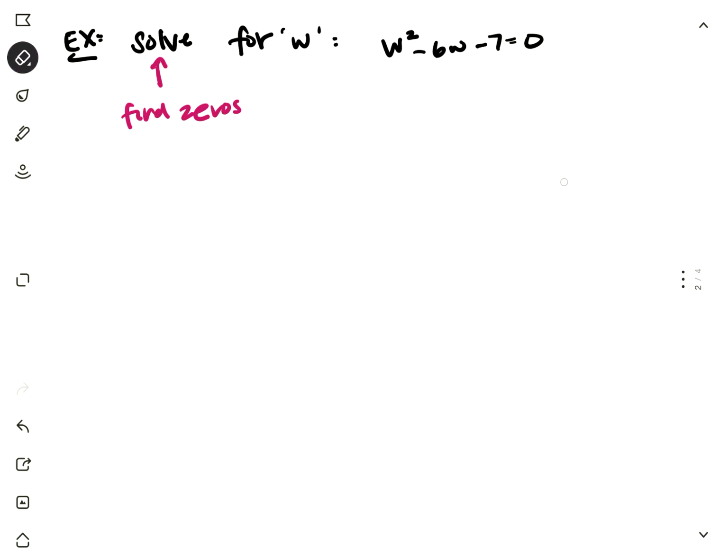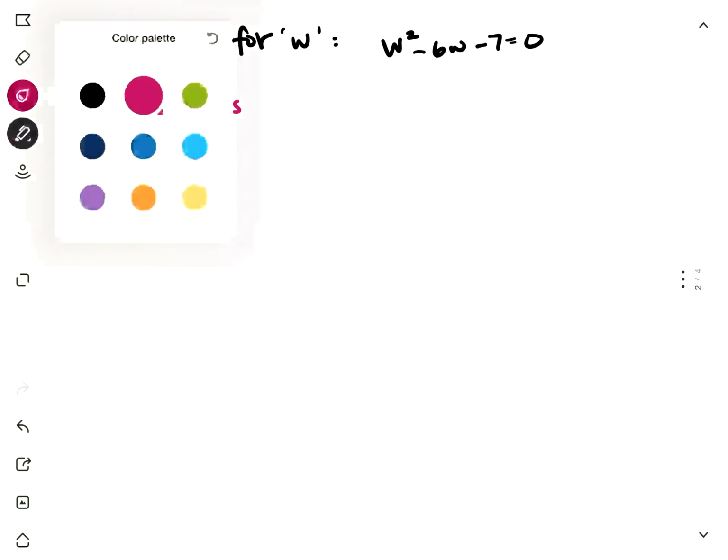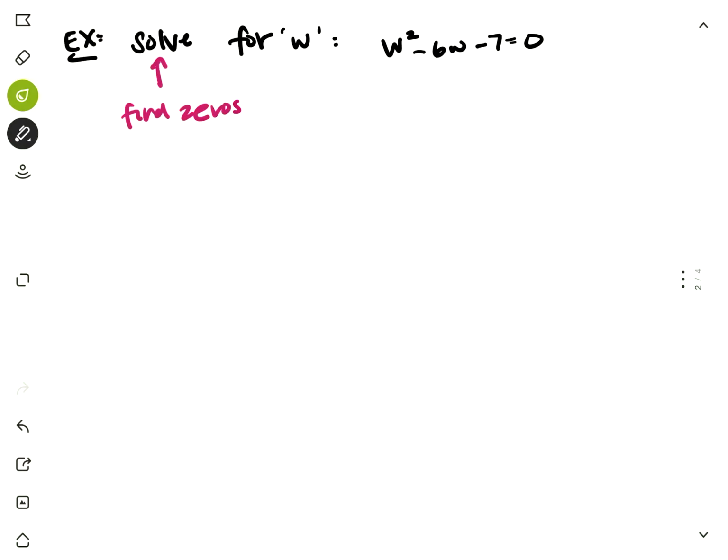Alright, first step, let's change colors here. We want to find the a times the c. Remember in standard form, the number next to our w squared or x squared is our a. The one next to the w is our b, and our c is going to be negative 7. It's the constant. So we're going to do a times c first.